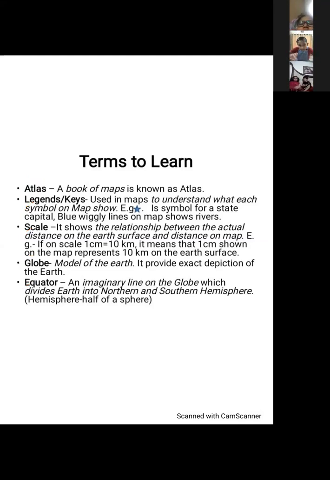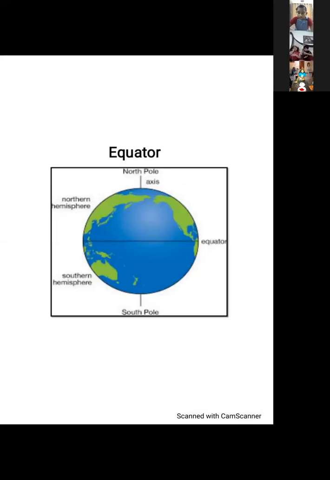Children, these are the terms that you must learn. I will be sharing this with you after the class gets over. This again is a simplified diagram showing you the northern hemisphere, the southern hemisphere, the North Pole at 90 degrees, the South Pole, and then the equator, the 0 degree latitude that is dividing the earth into northern and southern hemisphere.